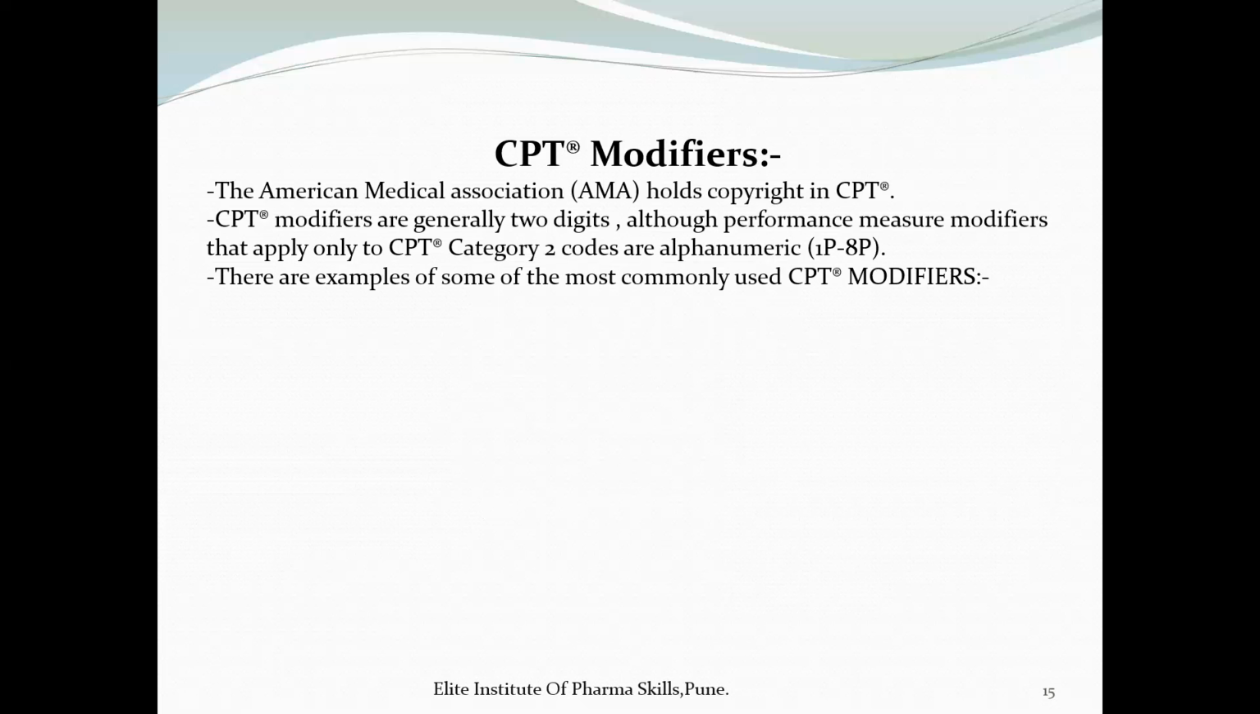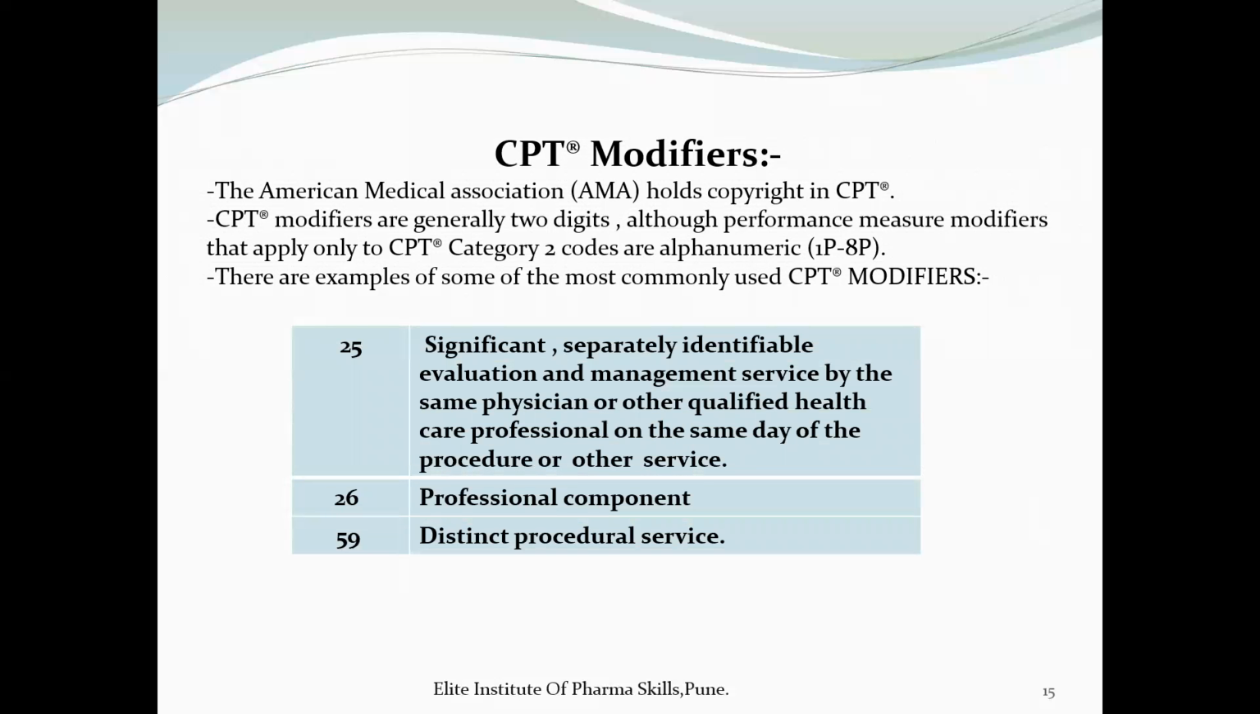The American Medical Association, that is AMA, holds copyright in CPT. CPT modifiers are generally 2 digits, although performance measure modifiers that apply only to CPT Category 2 codes are alphanumeric, like 1P to 8P. Here are examples of some of the most used CPT modifiers, like 25, which stands for Significant, Separately Identifiable Evaluation and Management Service by the same physician or other qualified healthcare professional on the same day of the procedure or other service. 26 stands for Professional Component and 59 for Distinct Procedural Service.